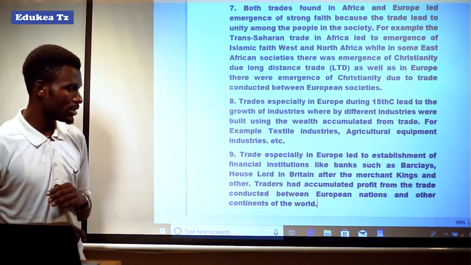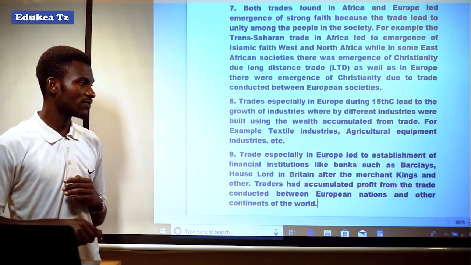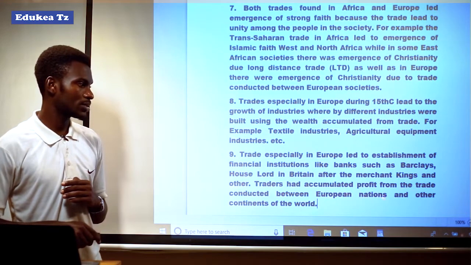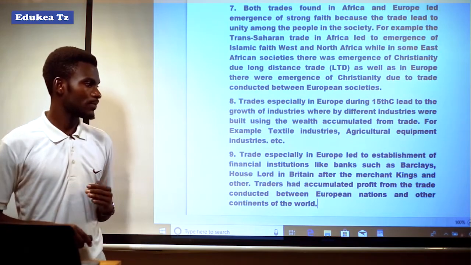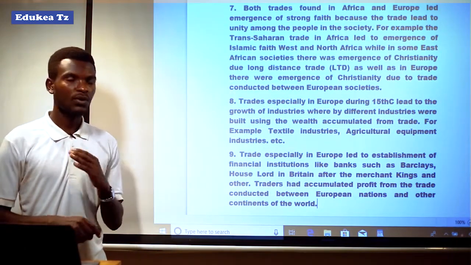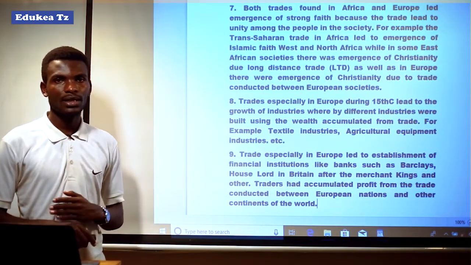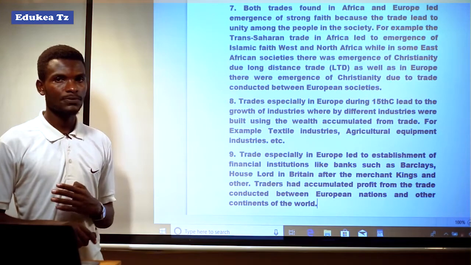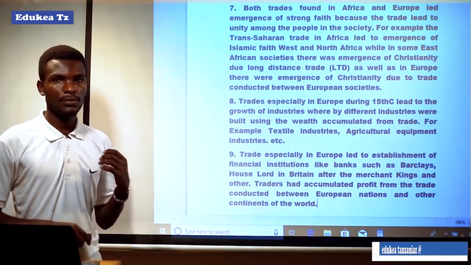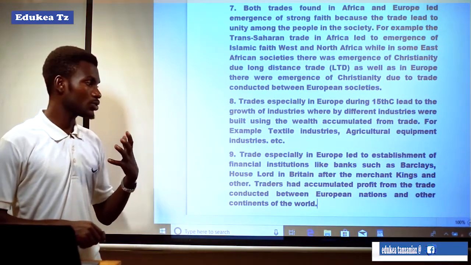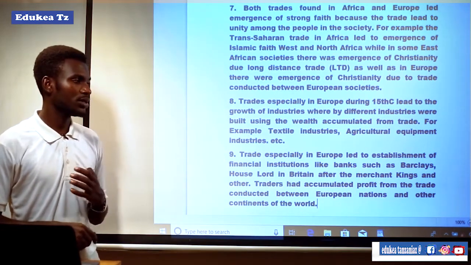After the Merchant Kings and others were involved in trading activities, traders had accumulated profit from the trade conducted between European nations and other continents of the world. It means that the traders accumulated a lot of wealth from this trade, and that accumulated wealth was invested and stored in the banks, and the banks were introduced in order to store the profit which was accumulated during the trading activities.